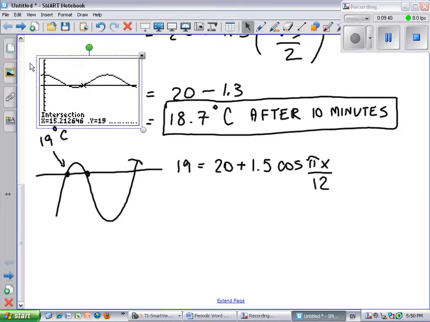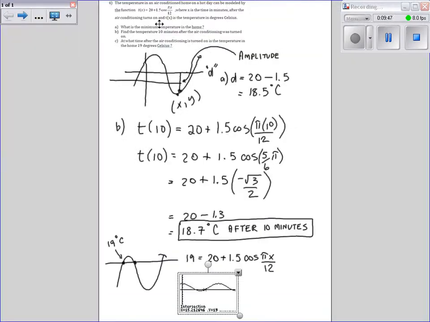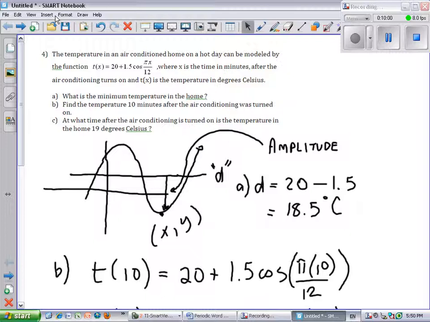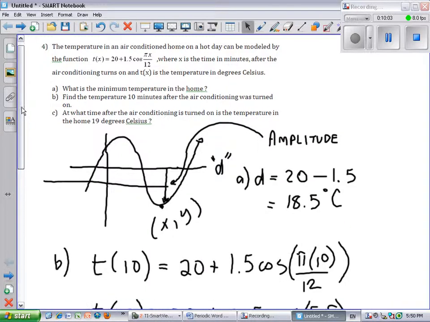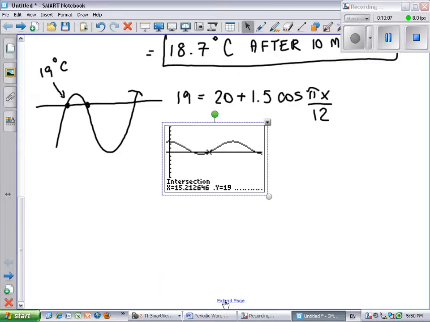Okay, so I'm just going to read the question again. At what time, after the air conditioning is turned on, is the temperature in the home 19 degrees Celsius? So one time where it reaches that temperature is about 15 minutes after the air conditioner is turned on. So we'll write a therefore statement. And that's not the only answer. Notice that I found this value here, but this other value here would work as well.